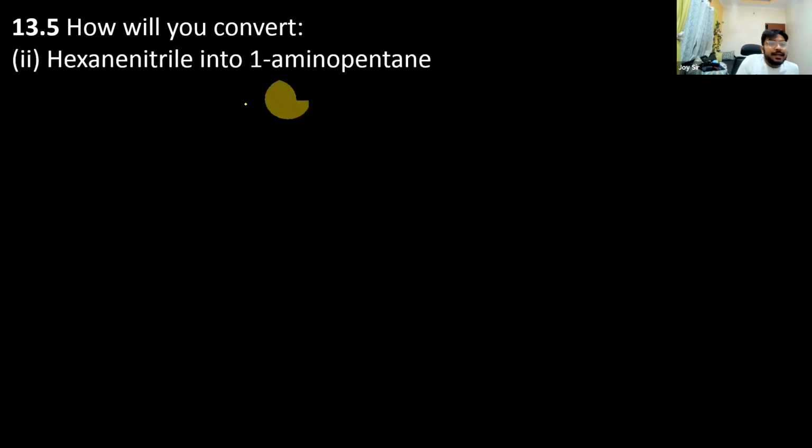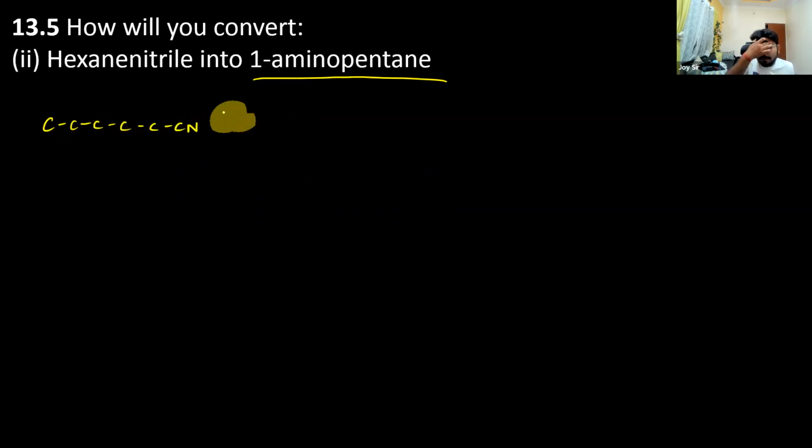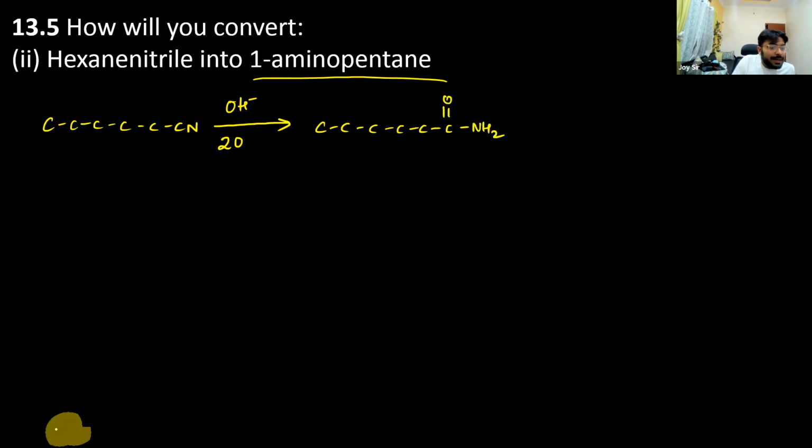Next is hexane nitrile into 1-amino pentane. What is hexane nitrile? There are 6 carbons, and with that there is a CN. 1, 2, 3, 4, 5, 6 carbon. And the product is amino pentane. What will we do with the CN? You can see number 19, or I can show you number 20. With number 20, giving OH minus, ultimately CN will become CONH2 at last. So we need a pentane amine.